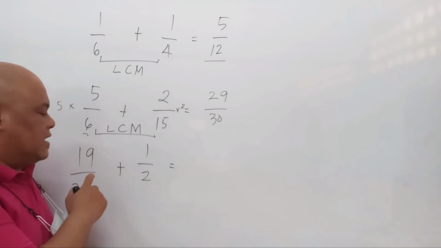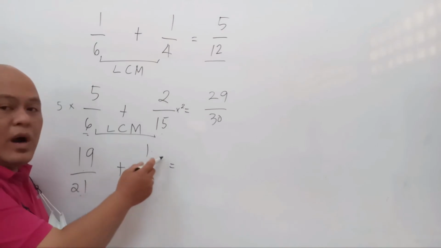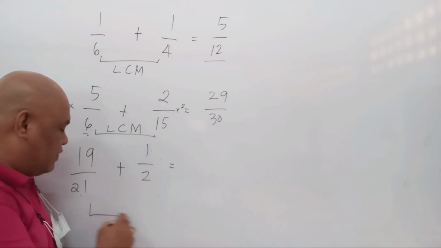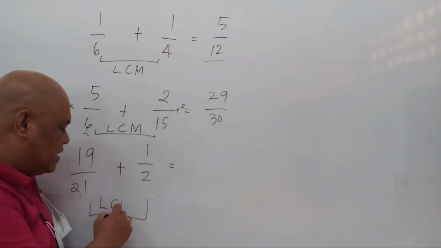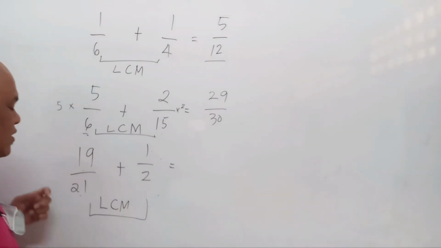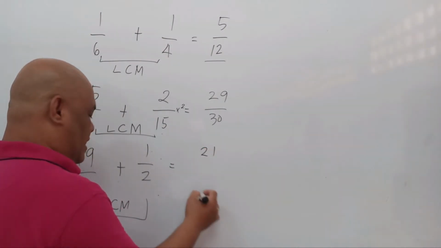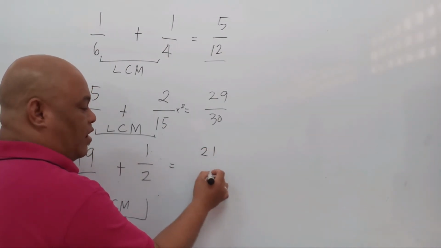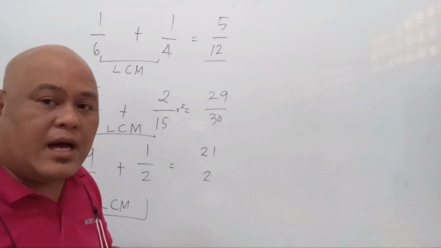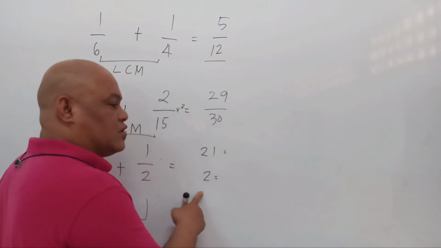Lastly is 19 over 21 plus 1 over 2. So what you will do, you have to find the LCM of the denominators, right? So now we will get the LCM of 21 and the LCM of 2. By doing this, we have to use multiplication. So let's start with 2.